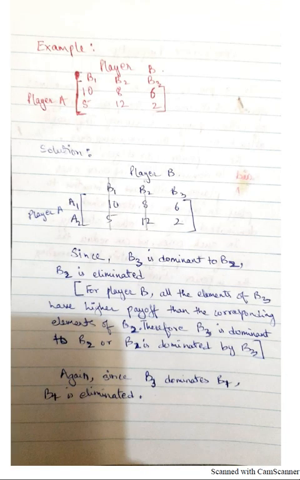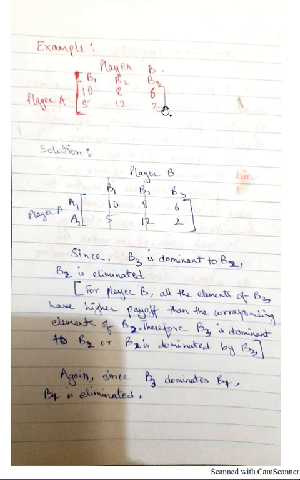So here we have given an example. There are two players, player A and player B. Player A has two strategies, A1, A2. I messed up here, I didn't write A1, A2. Please add A1 and A2 here by yourself. And player B has three strategies, B1, B2, B3. Now we are also given the payoffs 10, 8, 6, 5, 12, 2.